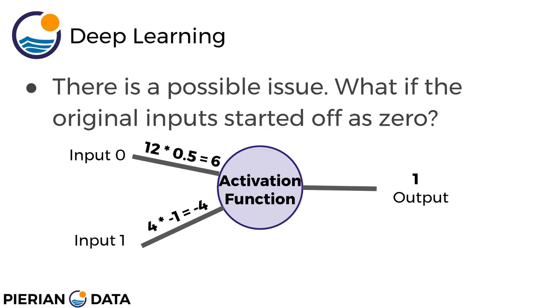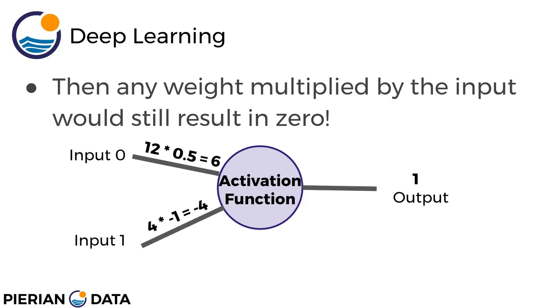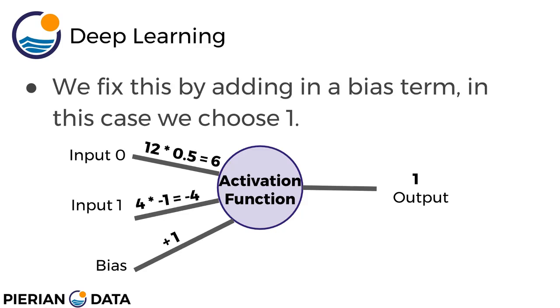There's a possible issue here, and the issue is the following. What if the original inputs started off as 0? Then any weight you chose, even if it was randomly chosen, multiplied by the input would still result in 0. So if input 0 happened to be 0, and input 1 happened to be 0 as well, instead of 12 and 4, then you could have a problem. You essentially always get out 0 because 0 multiplied by any weight is still going to be 0. We can fix this by adding in a bias term, and in this case we choose 1. So we're going to add in our own bias term, here plus 1.